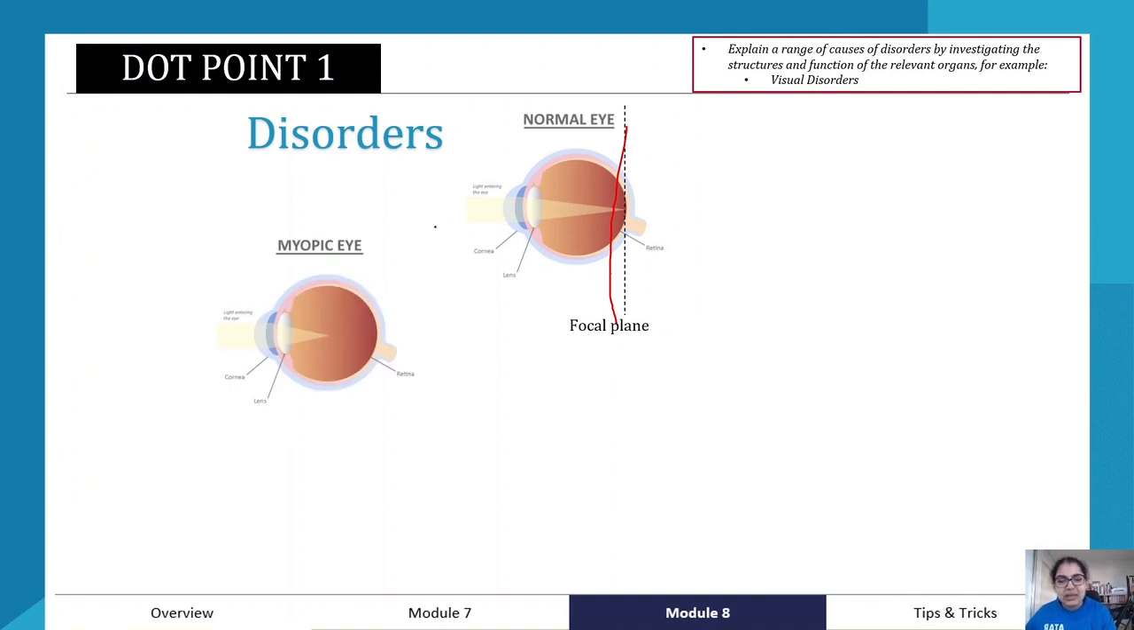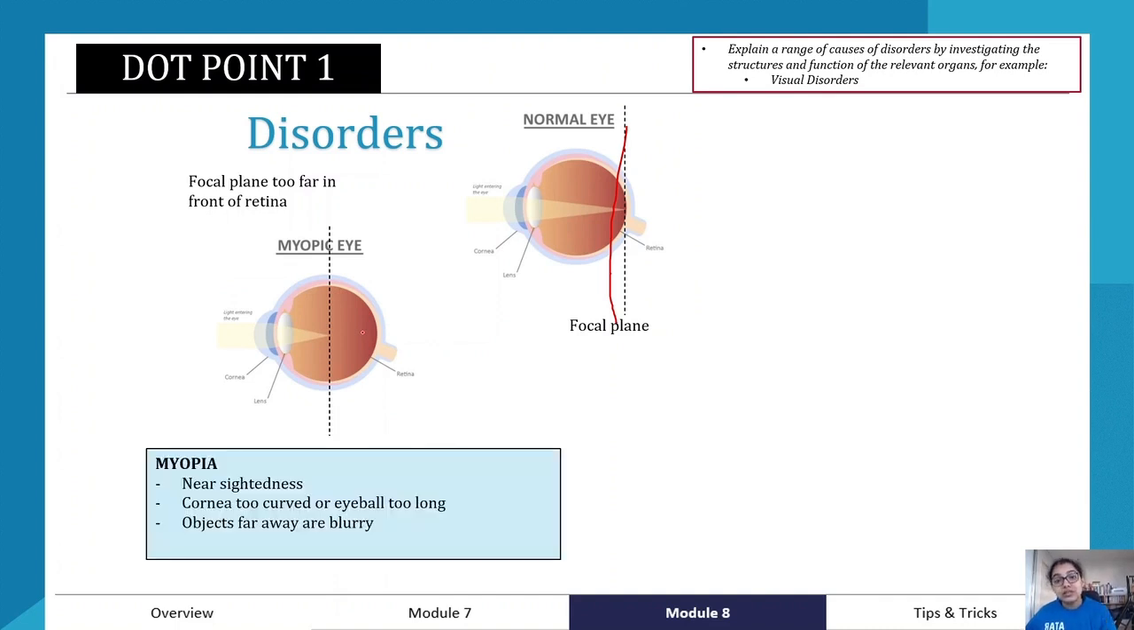Now what happens is, in a myopic eye, the focal plane is too far in front of the retina, and that means that you're nearsighted. You can read or see things that are close to you very clearly, but things that are far away are blurry to you, because your focal plane is so far in front of your retina. It can happen if the cornea is too curved or your eyeball is too long.